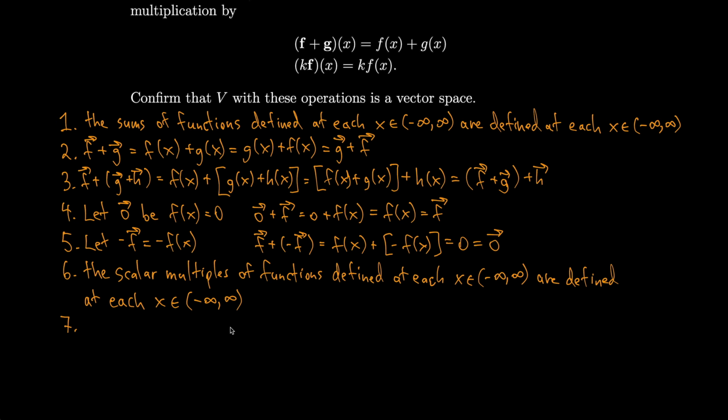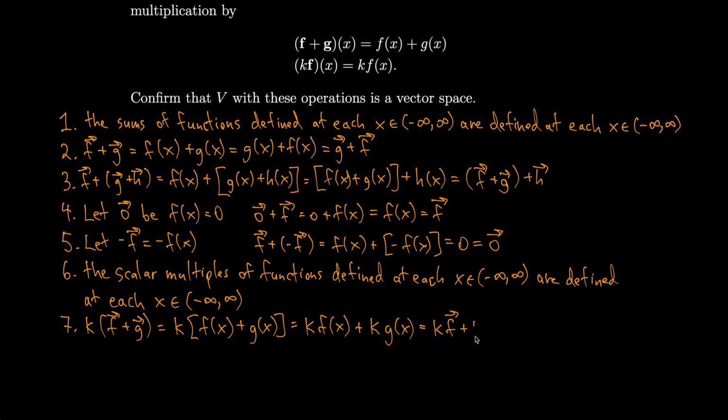Let's look at distributive property now. So k times f plus g, that's just going to be k times f of x plus g of x. Oops, forgot to close my parentheses. And that's just k times f of x, because we can distribute scalars over function addition, plus k times g of x. So that's kf plus kg.